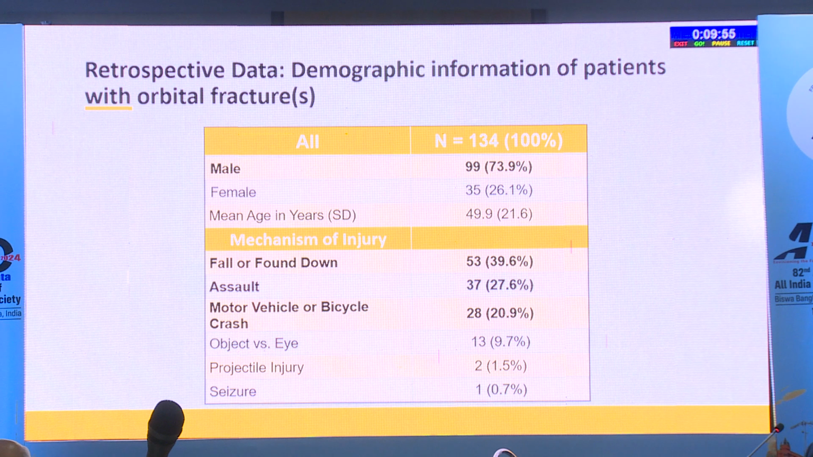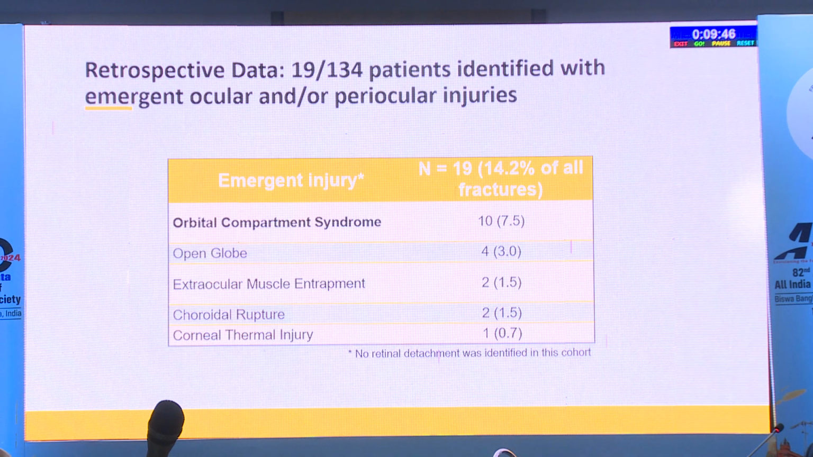It was mostly male, average age was about 50. The mechanisms of injury you see there, falls, assaults, bicycle or motor vehicle crashes were the most common. Of those 134 patients, only 19 of them actually were identified with emergent ocular and/or periocular injuries. Among the ones that we considered emergent or urgent, orbital compartment syndrome was the most common, then open globes, muscle entrapment, rupture, thermal injuries, and of note, we didn't identify any retinal detachments in this cohort.